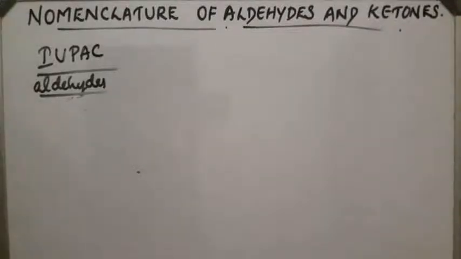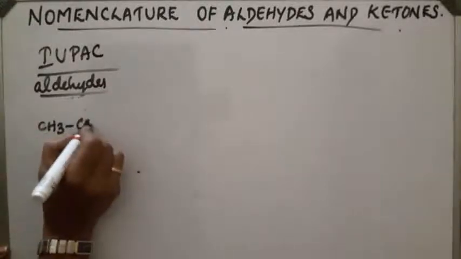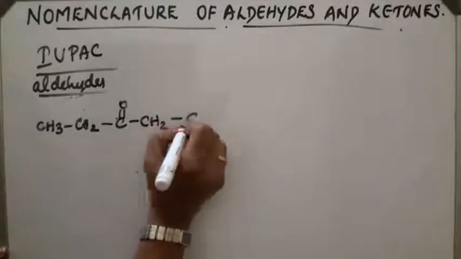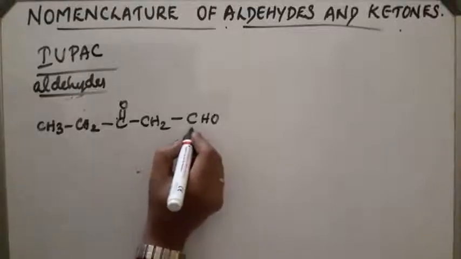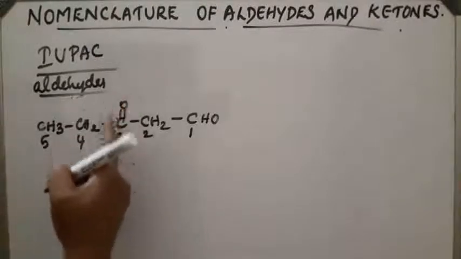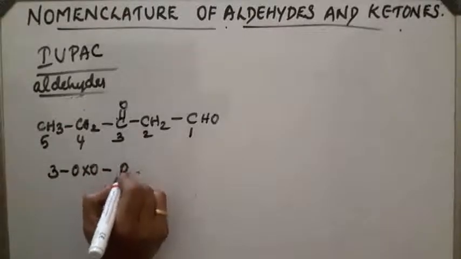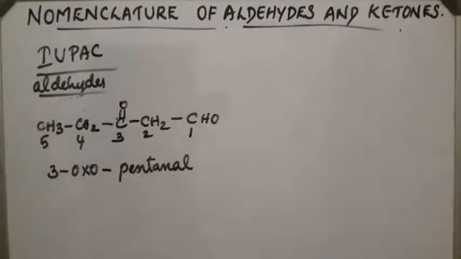Next compound, CH3CH2C double bond O CH2CHO. This contains a carbonyl group as well. We have to start numbering from the CHO end: 1, 2, 3, 4, 5. At the third position there is an oxo group, so 3-oxopentanal. This will be the name, with the CHO group as pentanal.